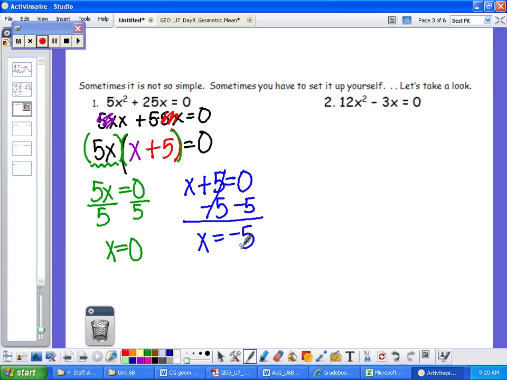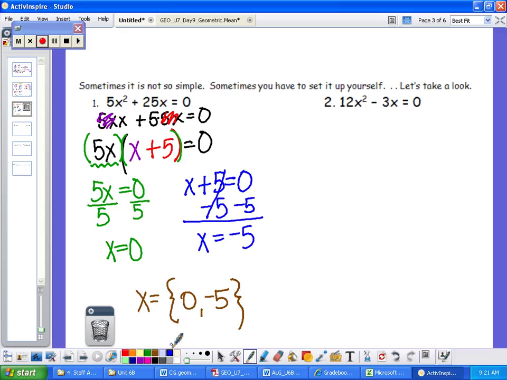Now remember, I need to write my answer, or what we call now the solution. So my solution is 0, comma negative 5. Don't think that 0 isn't an answer and you don't have to write it. You do have to write it. Which means if I plug in 0 into my answer, I'd get 0. If I plug in negative 5 into my problem, I still get 0.